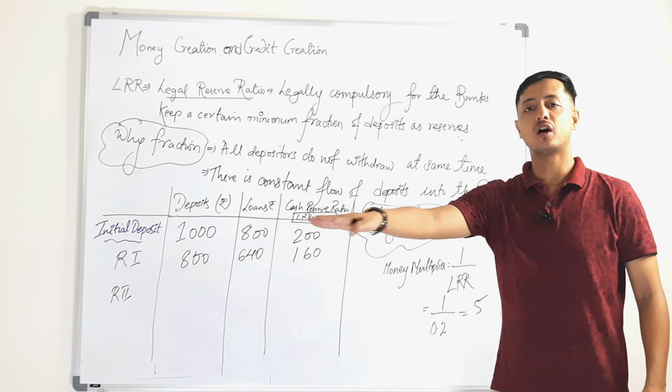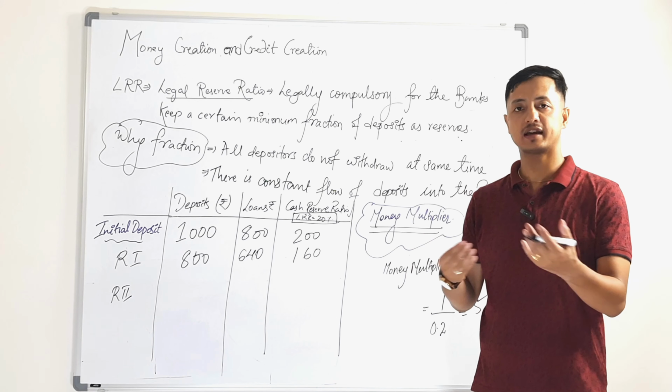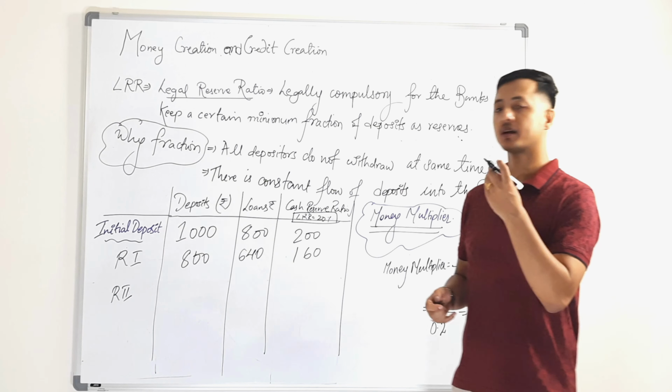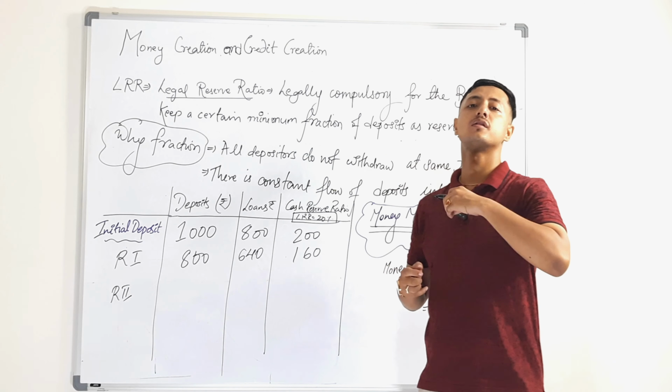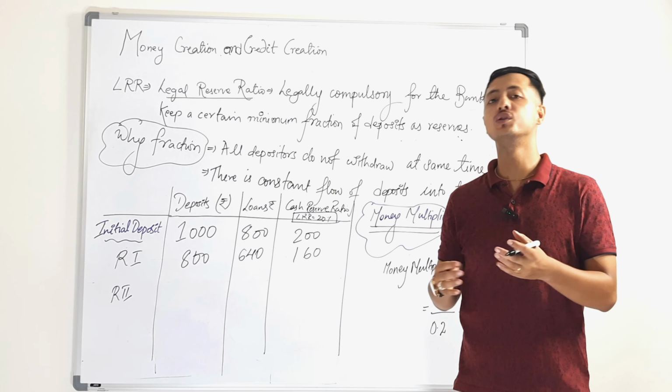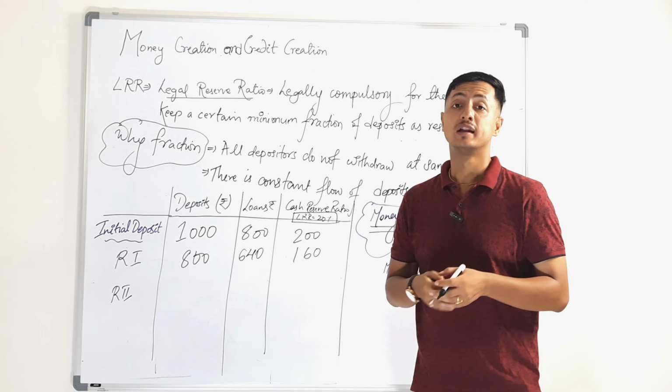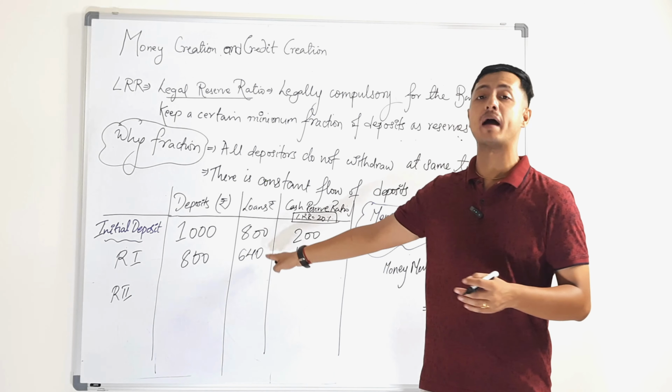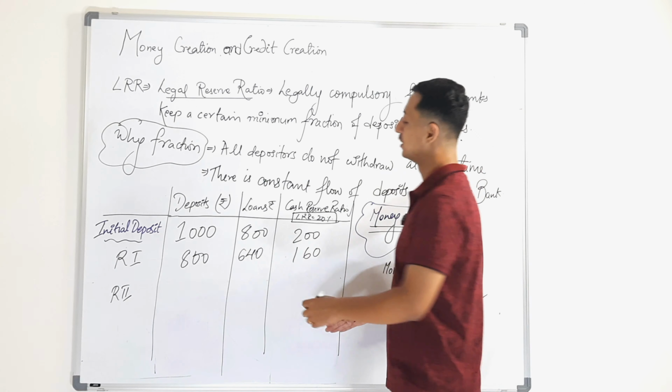Again, the loan is given out, the person concerned has taken the loan. Again, with that money, the person pays back the person he is indebted to. The person receives the money, comes back to the bank again with a deposit of 640 crores. And likewise, again 20% of 640 is 128, which gives us 512 crore as loan. So likewise the process continues.